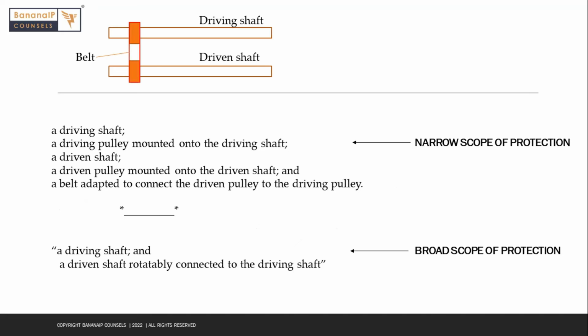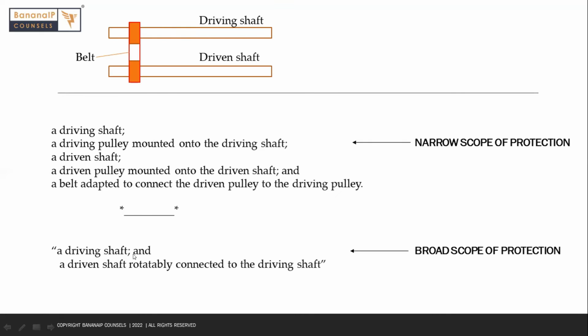So let's take one example in drafting claims. Here we have a driving shaft and a driven shaft, which are connected by belt and pulleys. If we draft all the elements that are present, in this manner: there is a driving shaft, a driving pulley mounted onto the driving shaft, a driven pulley mounted onto the driven shaft, and a belt adapted to connect the driven pulley to the driving pulley. This gives a narrow scope of protection. And if we say that there is a chain and a sprocket drive in place of pulley and belt, then this will be a limiting claim.